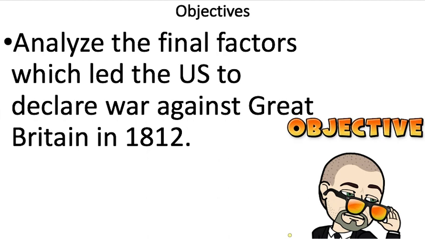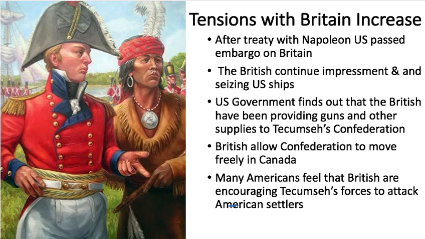Halfway through. Today we're going to look at the final factors that lead the U.S. to declare war against Great Britain in 1812. Hence, the War of 1812. Tensions with the British and the Native American tribes led by Tecumseh and his Confederacy continued to really mount up. As previously mentioned, we know that the U.S. signed a treaty with Napoleon that said that we would embargo the British. The British saw this as an act of aggression. They continued to impress our soldiers.